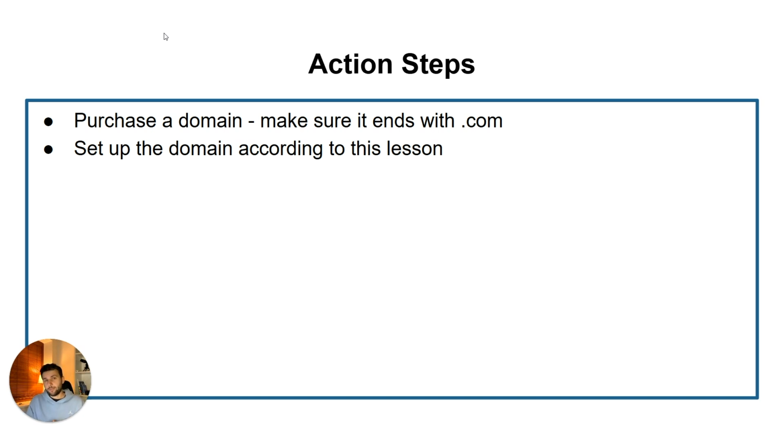So for the action steps, you will purchase a domain, okay? Make sure that it ends with .com, and also make sure you set up the domain records according to this lesson. These are going to be your first steps. Nothing more, nothing else. See you in the next lesson, okay?